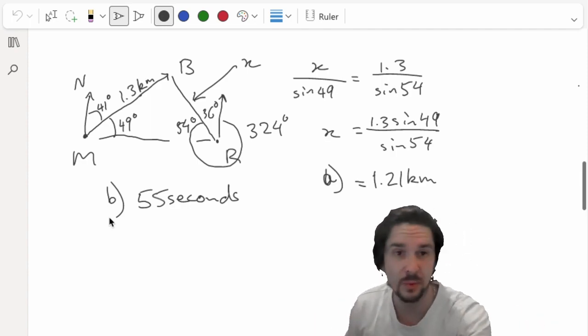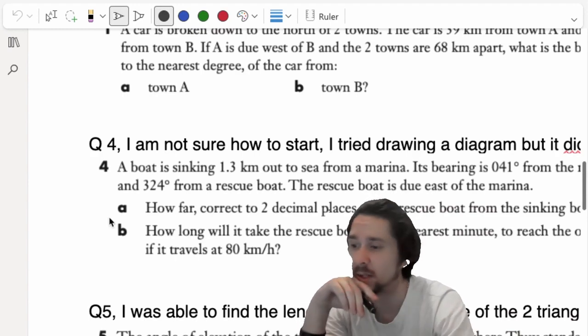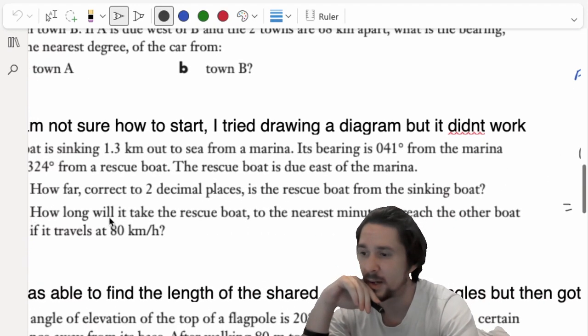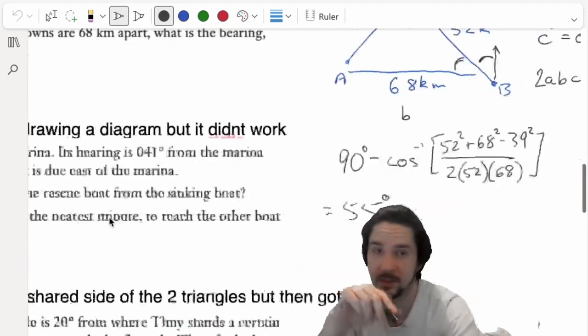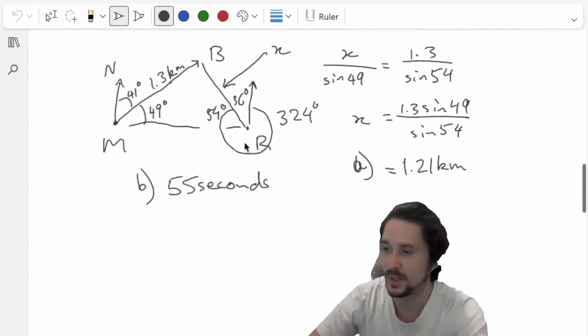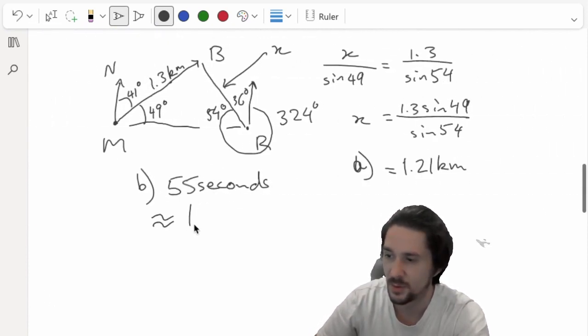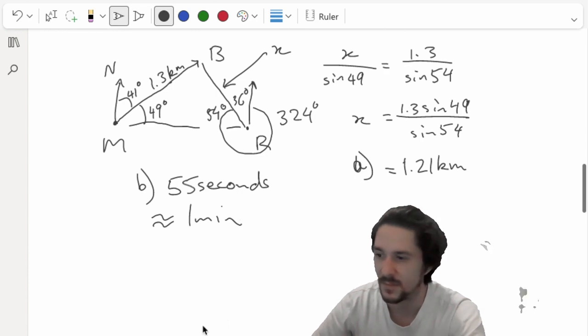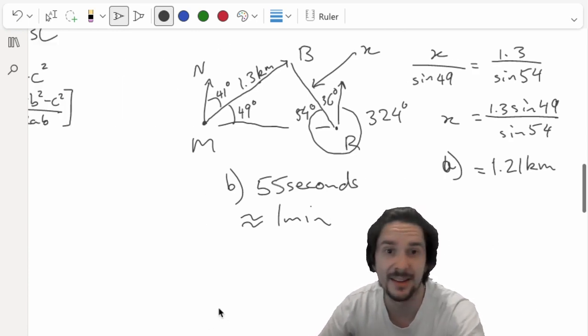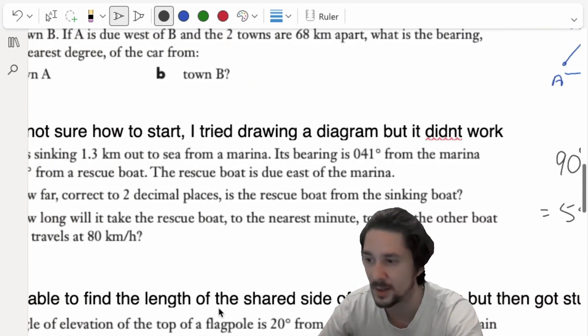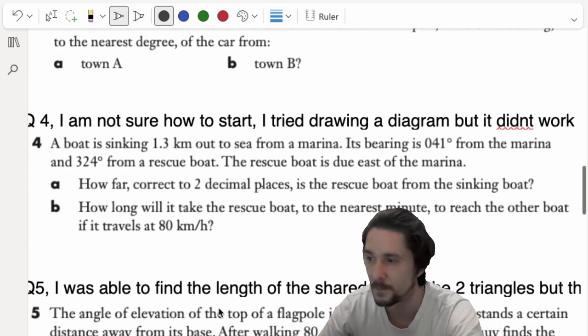Let me know if I'm right or wrong because I don't have the answers, but you do. So how far, to the nearest minute? I'm glad I checked that. So let's say 1 minute. That rescue boat may be there in time to make sure that the beer doesn't sink.